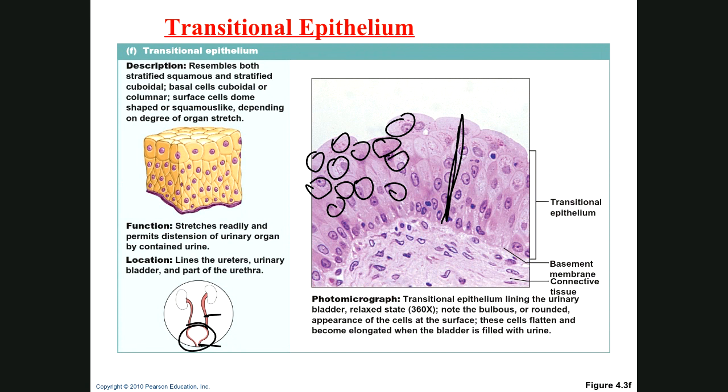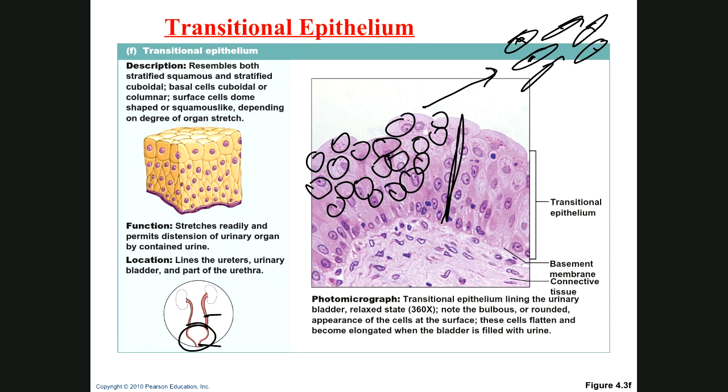So the cells are round, and they are going to change in shape when the organ is filled. So the urinary bladder is filling with urine, and as it fills with fluid, it stretches. As it stretches, these cells have to transition in shape from round to being elongated. And that's why they're called transitional epithelial tissues, because they transition in shape. The micrograph pictures that we have of this tissue are always coming from empty bladders, and that's why the cells are going to look round. It's because the bladder was empty.